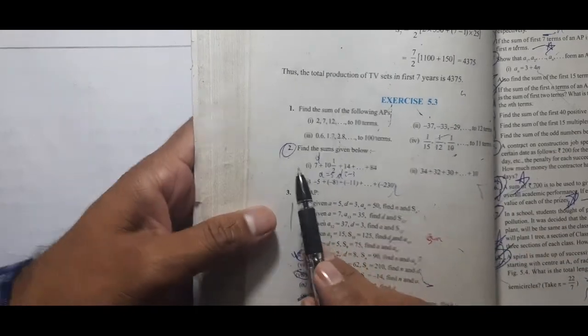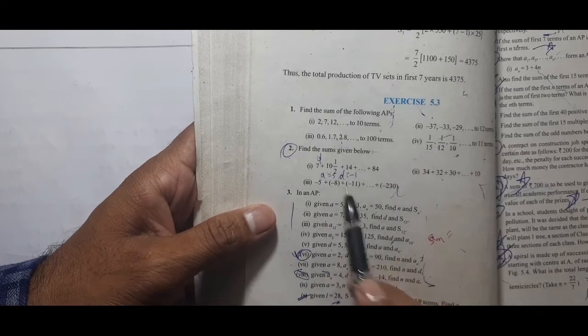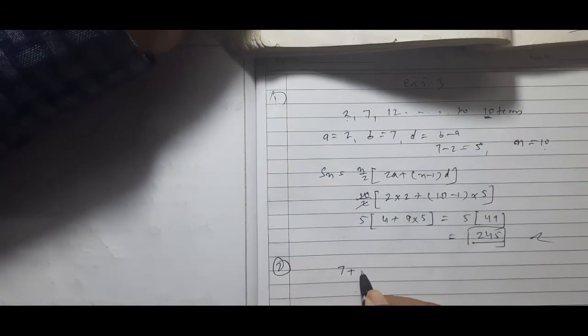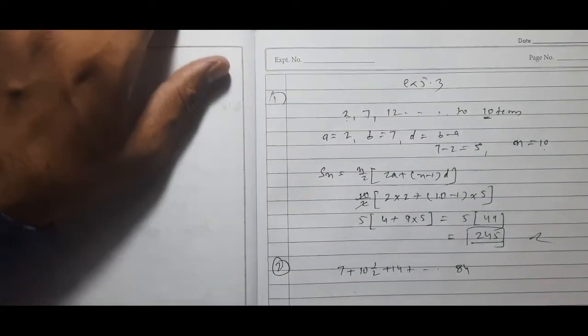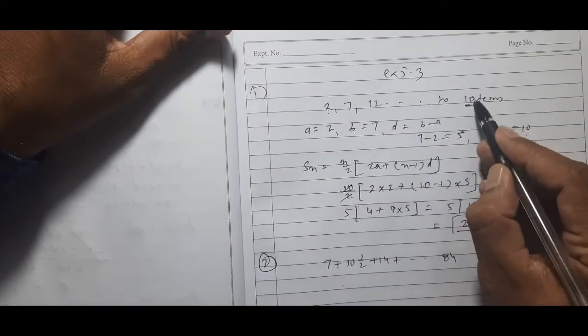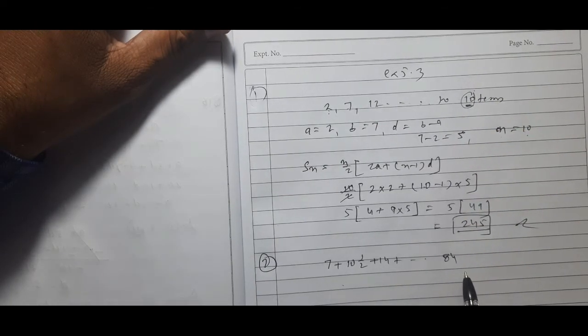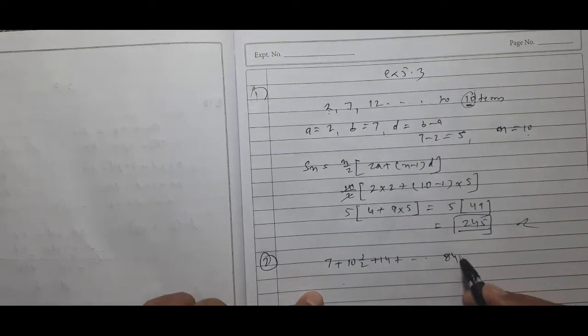Similarly, you can solve all these questions. Now question number 2 is: find the sum given below. Here also we have to find the sum of this series or this AP. Question number 2. The question is 7 plus 10 1 by 2 plus 14 up to 84. The difference between the two questions is that here we have given the number of terms, means 10 terms. But here there is no value of n, means we have not been given how many terms are in this series, but we have been given the last term.